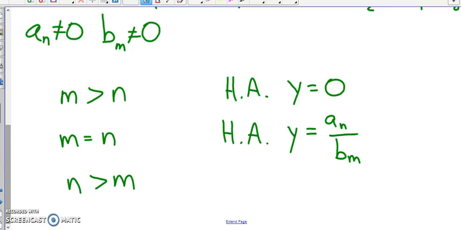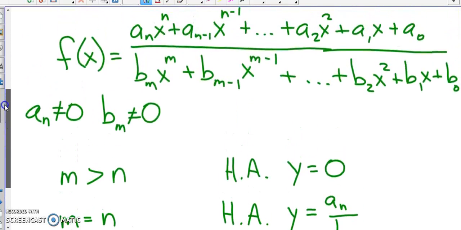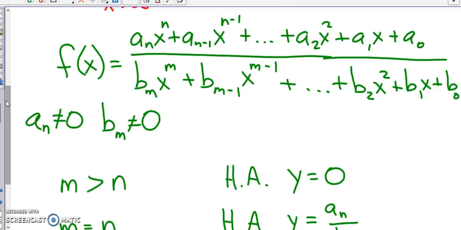The only other case we have to consider is if the numerator has higher degree than the denominator. So let's go back up here. If the numerator has higher degree, that means the top of the fraction is getting bigger way faster than the bottom. So what's going to happen to the fraction if the top grows way faster than the bottom? It's going to get huge, either in a positive way or in a negative way. And in fact, it'll either go to positive infinity or negative infinity at that point.